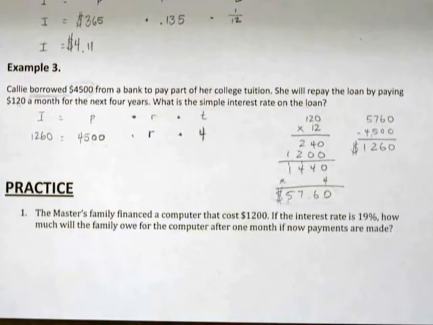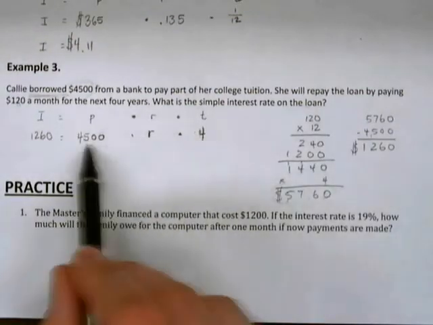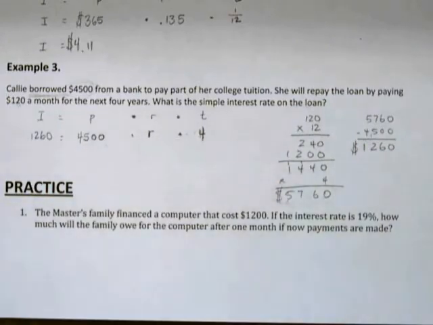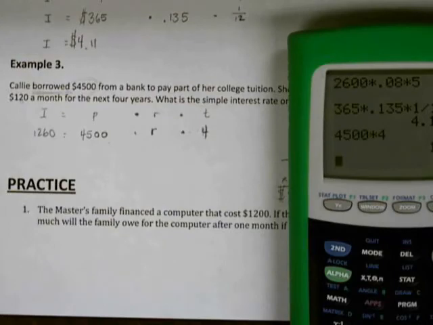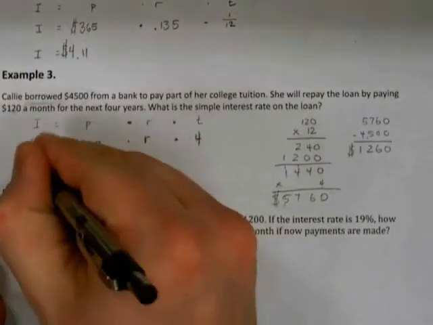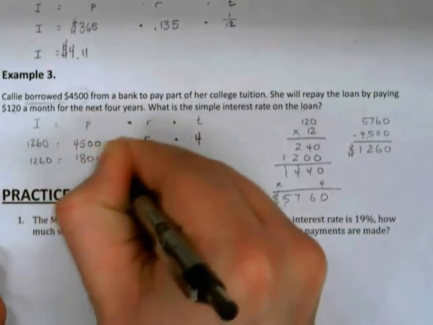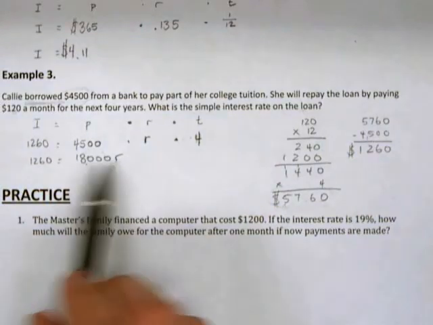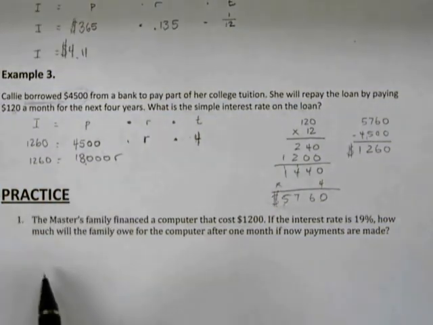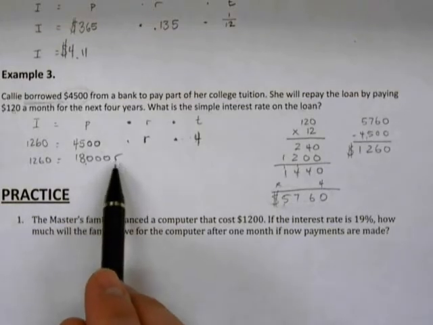All right. So to do this, what we first have to do is multiply what we know inside here, 4,500 times 4, which I know is just going to be 18,000. So we have 1,260 equals 18,000 R. And anytime you have a variable next to a number, that means they're going to be multiplied next to each other. And so we have to solve for R. We have to isolate the variable. We have to get it by itself.